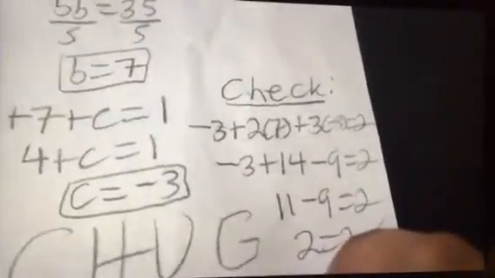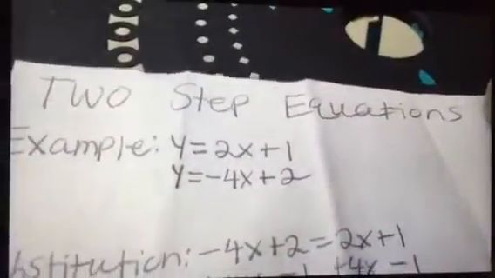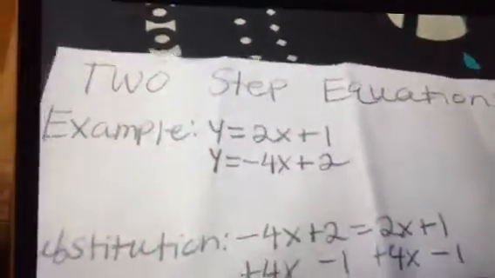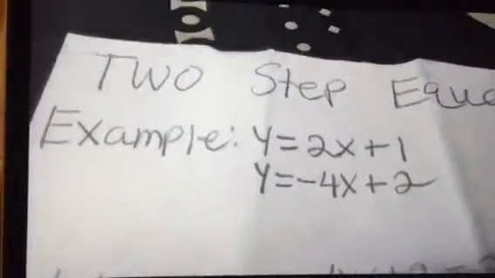2 equals 2. That's how we know we got the right answer. Now let's slow things down a bit. Two-step equations. Let's take a look at the example. We have y equals 2x plus 1, y equals -4x plus 2.